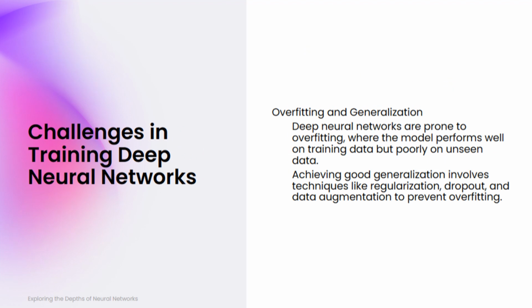Now let's talk about some challenges in training deep neural networks, or neural networks as we usually call them, that I have called them through this entire video. Overfitting and generalization. Deep neural networks are very prone to overfitting, where basically the model performs well on training data but very poorly on unseen data. So if you ask it something it was trained on, it will perform very well. It will give an accurate answer as long as the data set is accurate, but it works very poorly on unseen data.